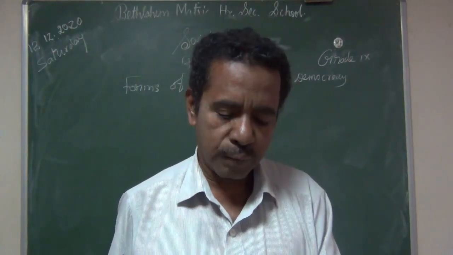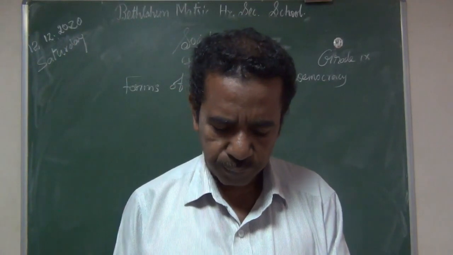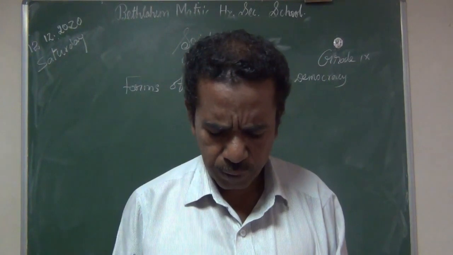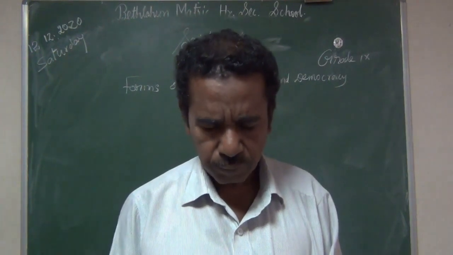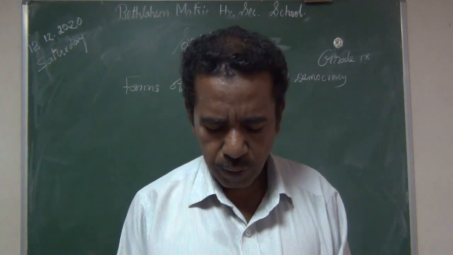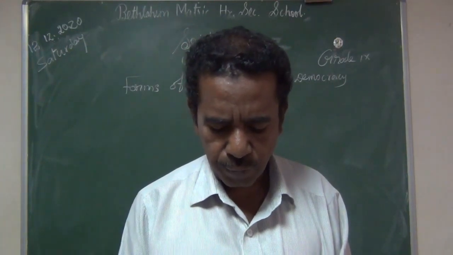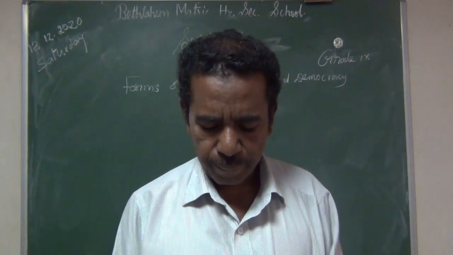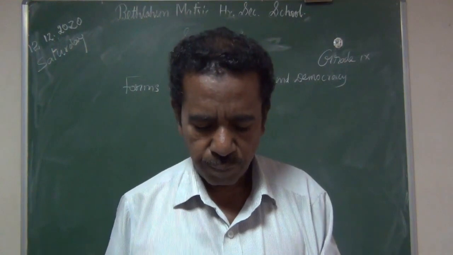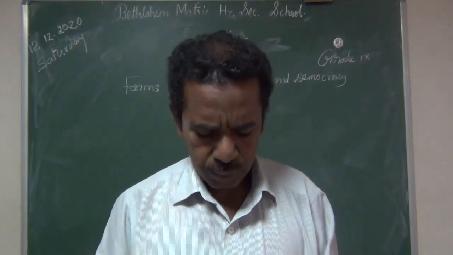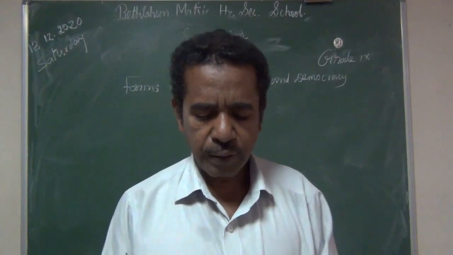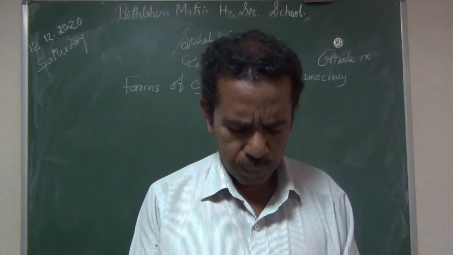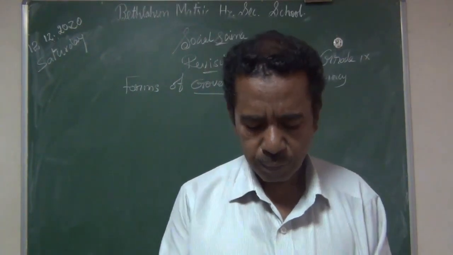Then the next paragraph question: explain the conditions necessary for the success of democracy in India. On page number 242, the conditions for the success of democracy in India are given. Here there are 8 or 9 points.